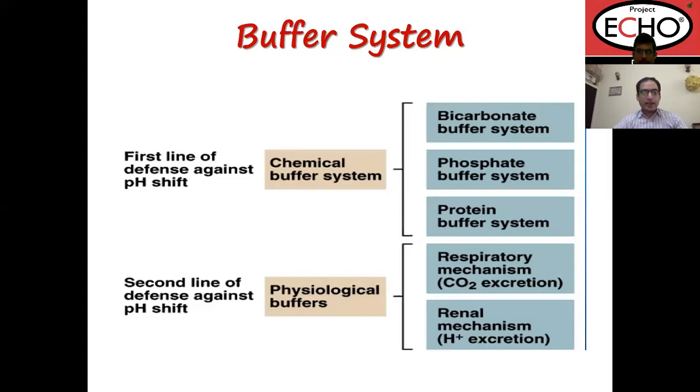If these mechanisms fail and are not able to maintain pH near normal, then the physiological buffer systems come into place, which are mainly governed by two organs, as we discussed, the respiratory and renal mechanisms. If the cause is respiratory, the kidneys will try to either excrete or retain bicarb. On the other hand, if the kidneys are the problem, that is, metabolic acidosis or metabolic alkalosis, the lungs will try to compensate. Next slide, please.